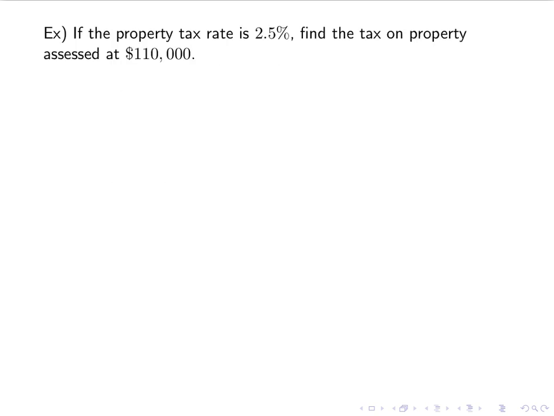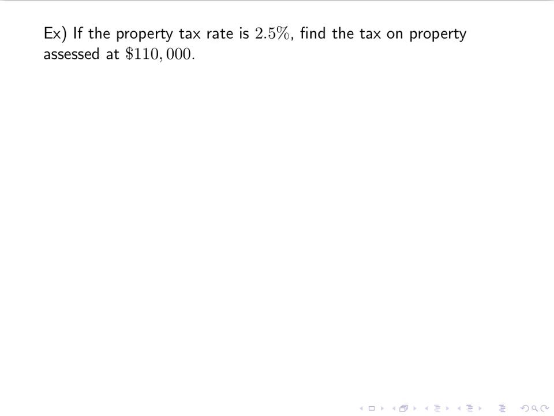So we're going to do some problems based off of the basic percent formula and the different ways that we can write the rates. So for our first example, it says the property tax rate is 2.5%. Find the tax on property assessed at $110,000.